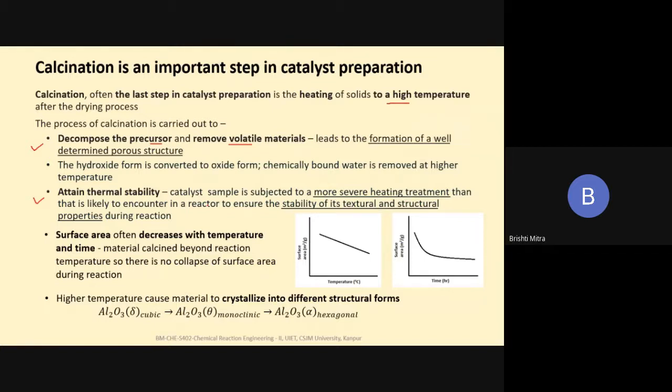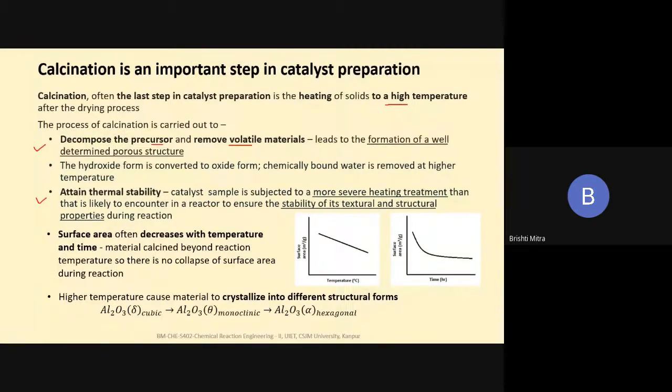Suppose the catalyst is exposed to a temperature of 600 degrees during the reaction. That means your reaction is happening at a temperature of 600 degrees. And if you dry the catalyst at 400 degrees centigrade and you say my catalyst is prepared, then when you take this catalyst and put it in an atmosphere of 600 degrees centigrade, sometimes there's a decrease in the surface area of the catalyst. And that means my catalyst is still not thermally stable.